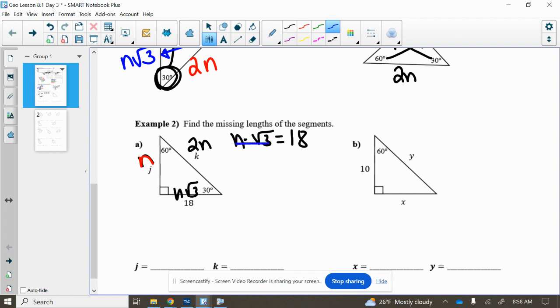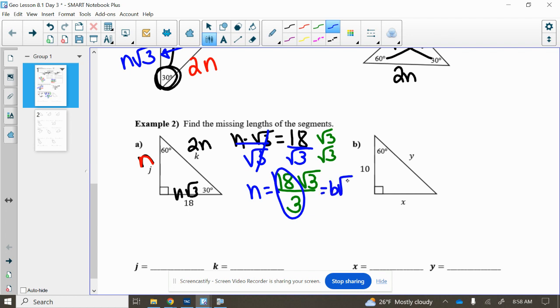Well, if we divide both sides by the square root of 3, then we would have our n by itself. Now, the problem is we don't like when we have a square root of 3 in the denominator, so we need to rationalize. So now our denominator is positive 3, 18 square root 3. Last but not least, 18 and 3 are divisible, so we end up with just 6 square root 3 is the value of our n.